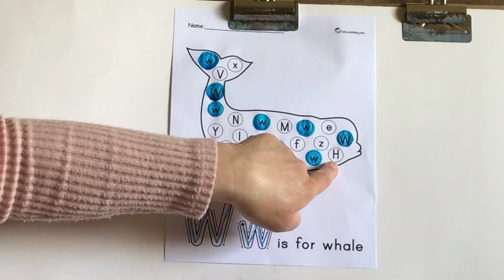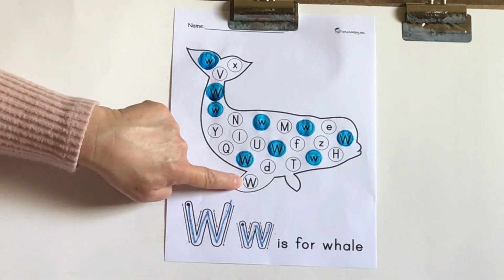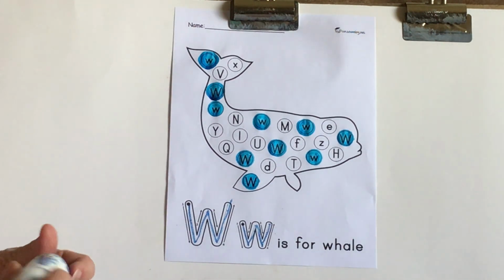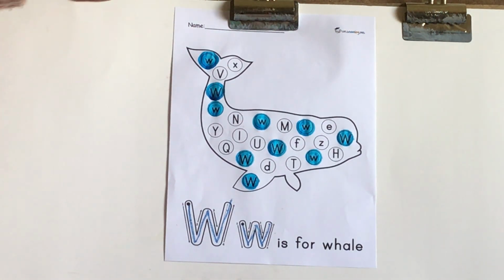And what about this last one? That's a capital H. Should we put a spot on it? No. And there's one more. What letter is this one? That's a capital W also. All right, so we're finding the letter W. And let's go back and count now and see how many W's we found hiding in our whale.